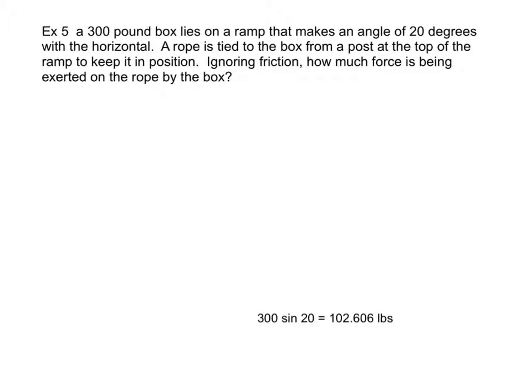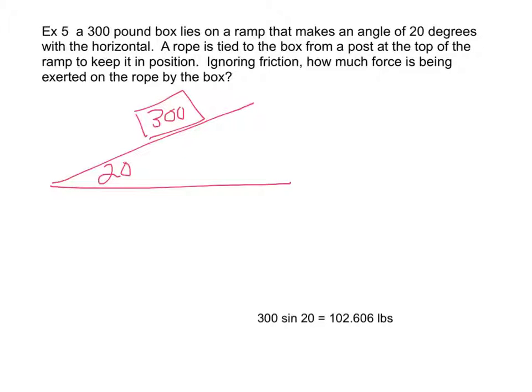Example 5. A 300-pound box lies on a ramp that makes an angle of 20 degrees with the horizontal. So here's my horizontal, here's the ramp, 20 degrees, my box, 300 pounds. A rope is tied to the box from a post at the top of the ramp to keep it in position. So here's the rope, here's the box. It says, ignoring friction, how much force is being exerted by the rope?